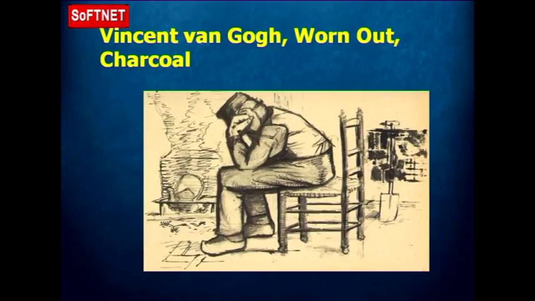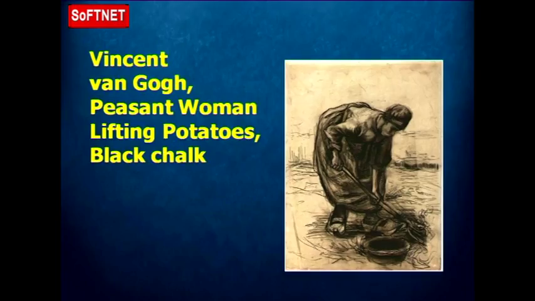The figure is a coal mine worker, and you can see the dark lines, the man who is tired at the end of the work. So, that quality, that expression is captured in the drawing. This is the same artist, peasant woman lifting potatoes, and he is using black chalk here, and you can see the same expression of work, labor, and the hard work created by using the black chalk.